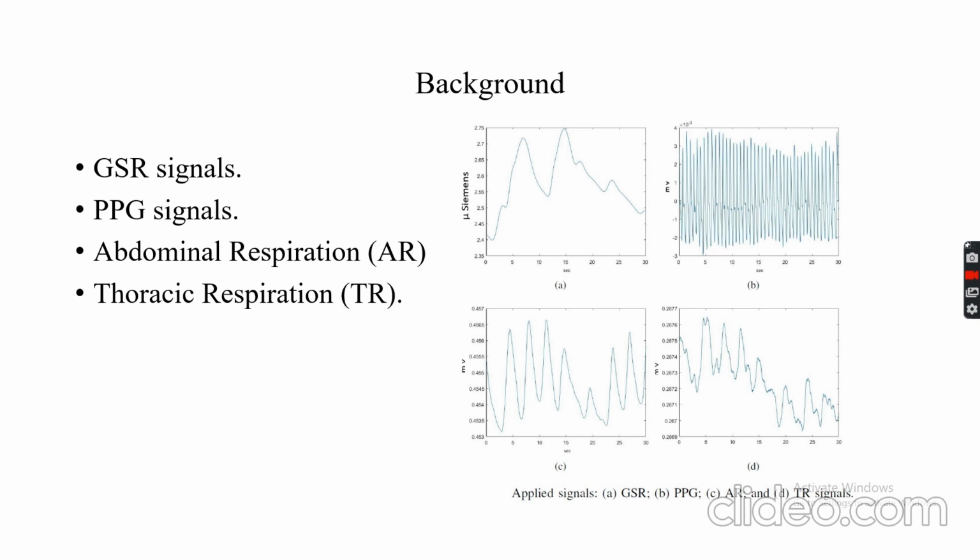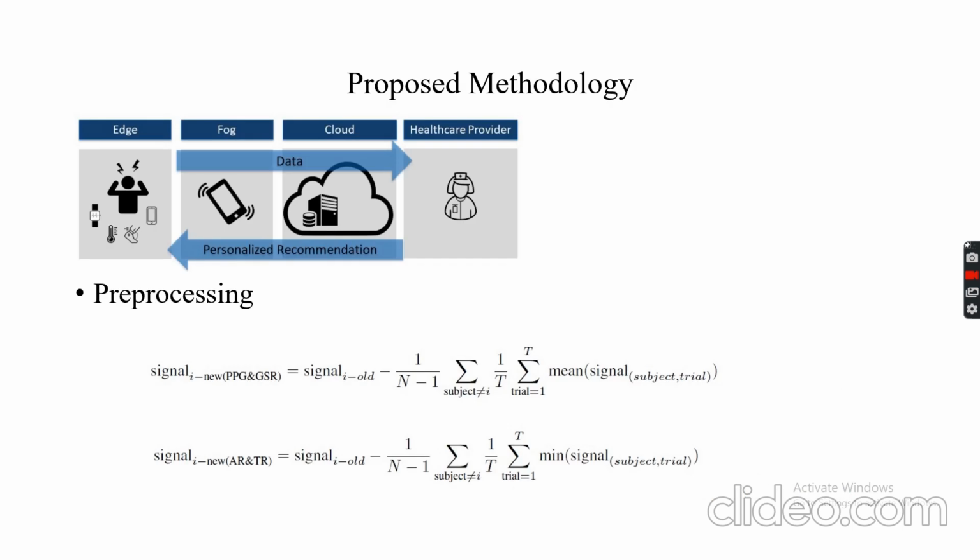Respiratory signals. These signals consist of abdominal and thoracic respirations. Depth, intensity, and rhythm of these respirations are related to the stress level of a person. You can see some examples of this signal in this picture. In this picture, we can see the architecture of an IoT-based system for the purpose of stress detection.